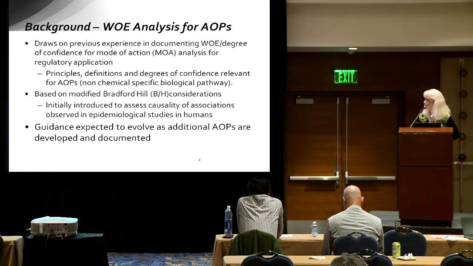in the context of adverse outcome pathways. And it's based on modified Bradford-Hill considerations, which were initially introduced to assess causality of associations observed in epidemiological studies in humans, but they have been used more broadly. They've also been used in ecoepidemiology, and they've been used in a number of contexts with toxicological data. This is a work in progress, and the guidance is expected to evolve as additional AOPs are developed and documented. It's a bit like case law, that the more that you develop, the more you understand and can contribute to increasing our confidence in how we're documenting weight of evidence.